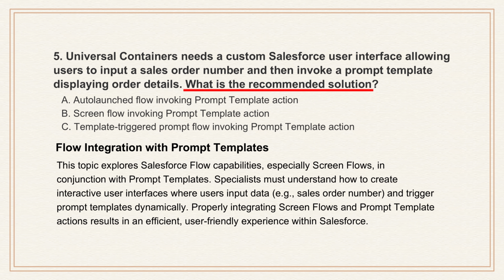A, auto-launched flow invoking prompt template action. B, screen flow invoking prompt template action. C, template triggered prompt flow invoking prompt template action. So which one is it going to be? It's going to be B, screen flow invoking a prompt template action.